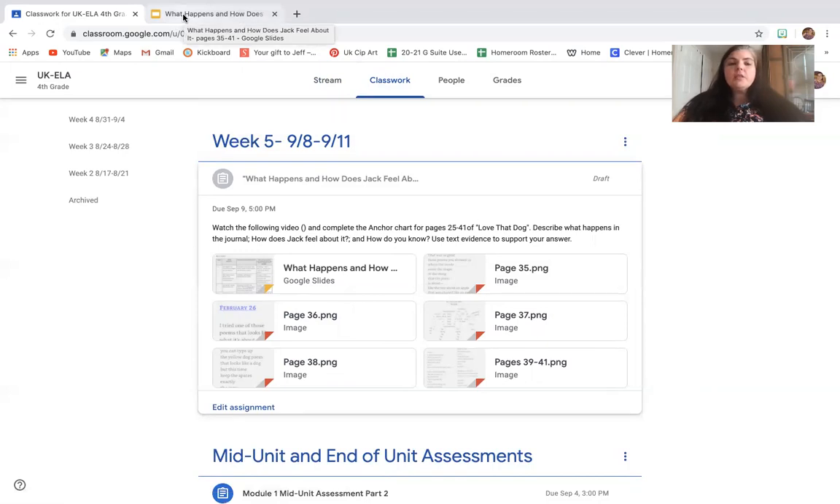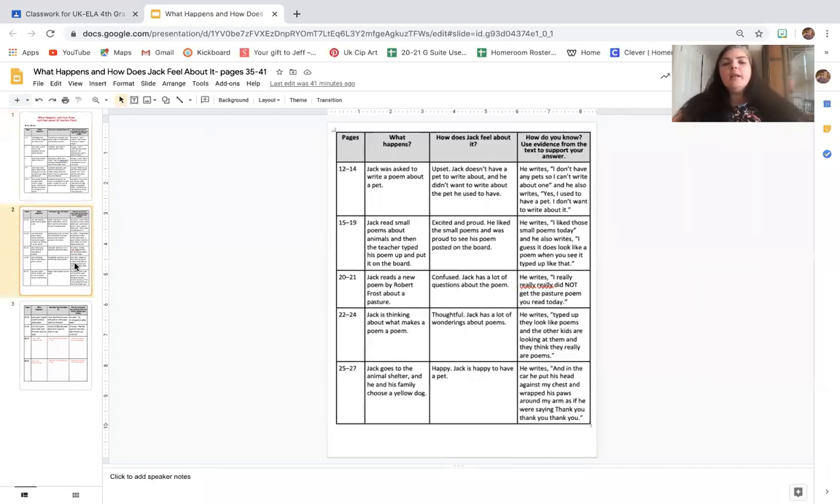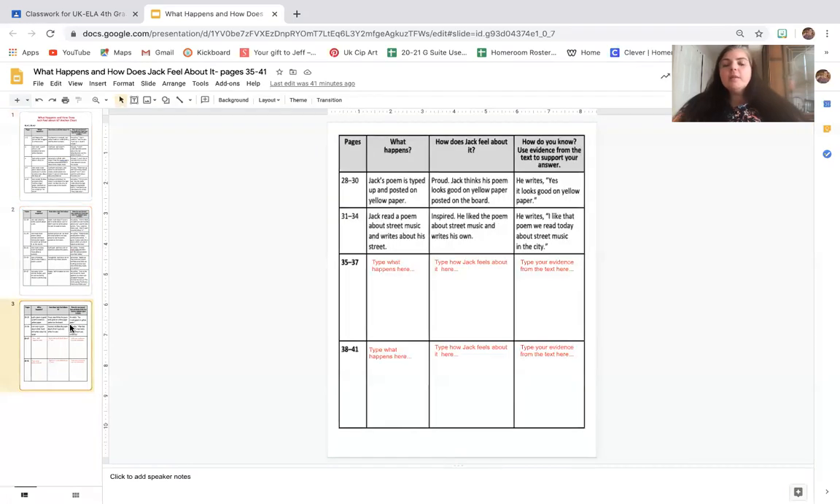You're going to click on your slide, and this is what it should look like. Look at all the work we've done. We have done every single one of these pages. Now it's time to do page 35 through 37. Now, if you'll notice, I still have the red. So you will type in these boxes what happens. So let's go over exactly what happens in pages 35 through 37.